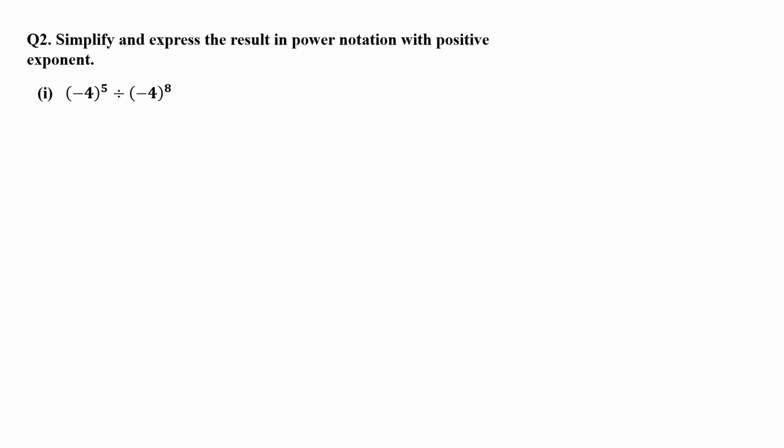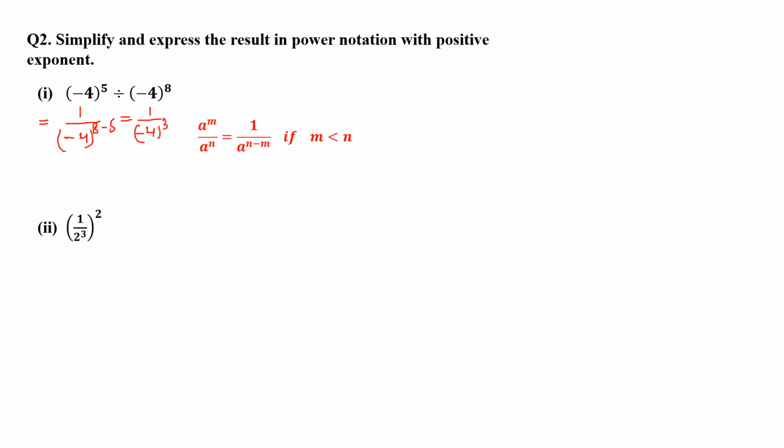So here I am going to use the division law because the base is same, power is different, and it is division, right? But if you see, the power in the numerator is smaller than the power in the denominator, isn't it? So I have to write it as 1 by (-4) whole 8 minus 5. So what is 8 minus 5? I'll get my answer as 1 by (-4) whole cube.